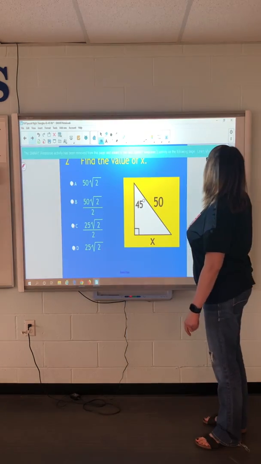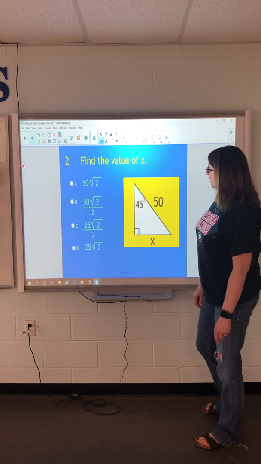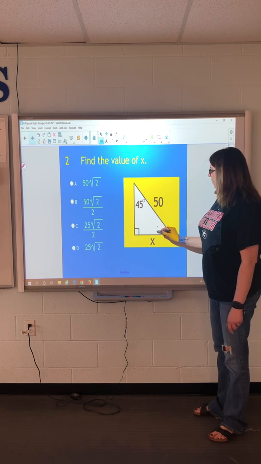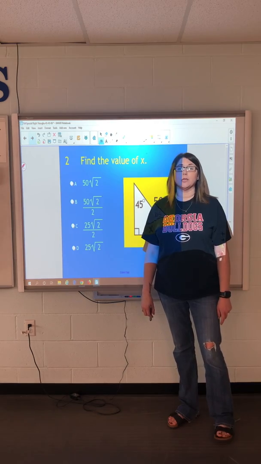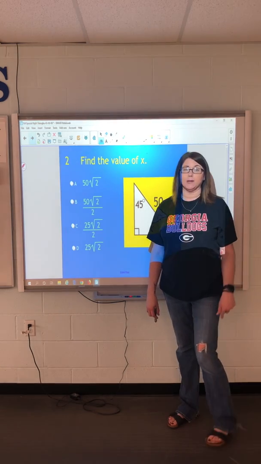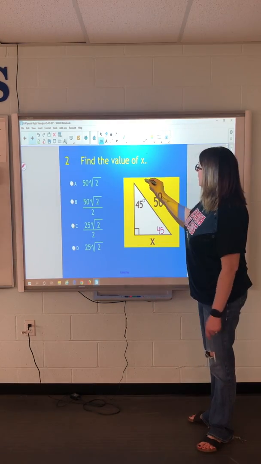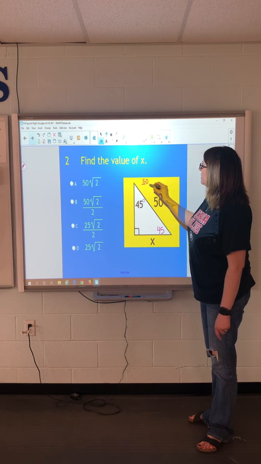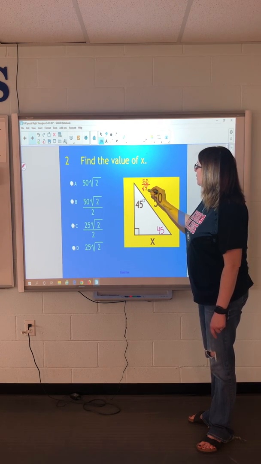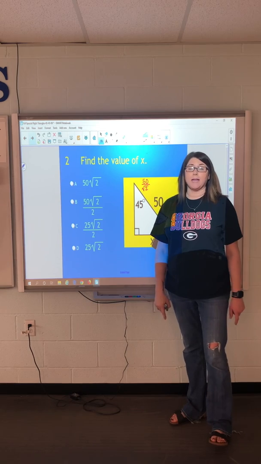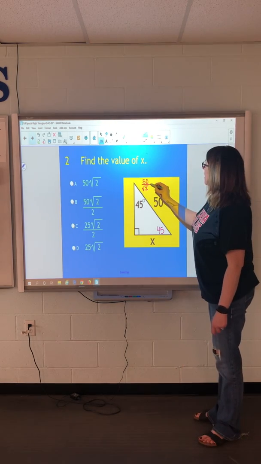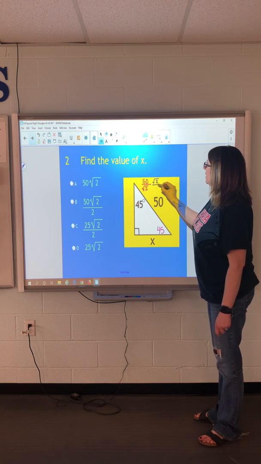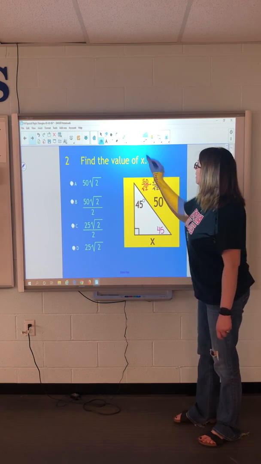All right, let's take a look at number 2. It says find the value of x. Again, we have a 45, 45, 90 triangle, but this time they haven't given us the short side. What we have been given is the long side, the hypotenuse. So we're going to take our 50 and we're going to divide it by the square root of 2. But we are not allowed to have a radical in the bottom. We're going to rationalize the denominator by multiplying both the numerator and the denominator by the square root of 2.